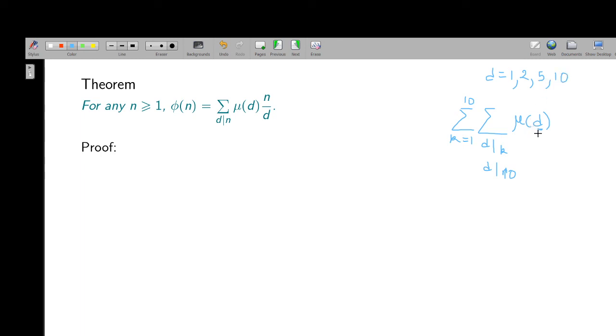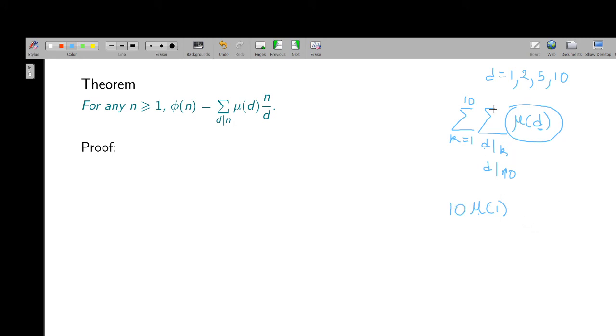Now, how many times does each mu d appear? So here you can see, how many times will mu of 1 appear? For d equals 1, it will appear whenever k is a multiple of d, that is, in this case, for all values of k from 1 to 10. So mu of 1 will appear 10 times.